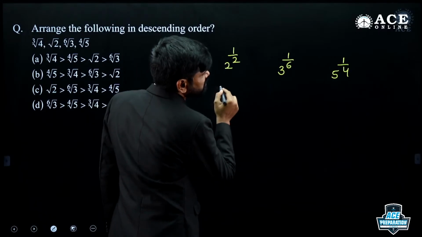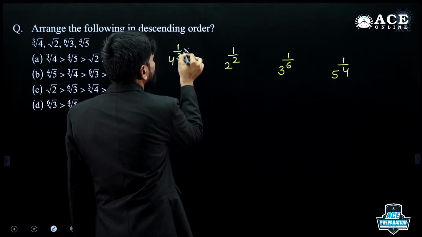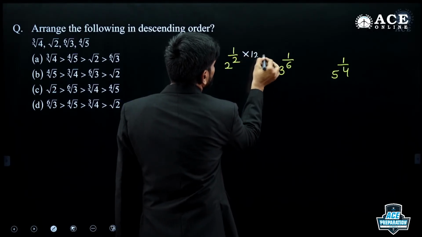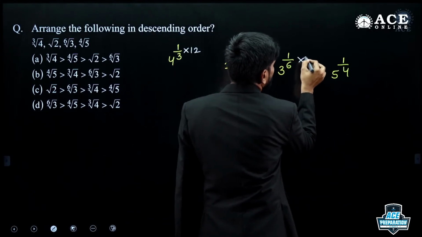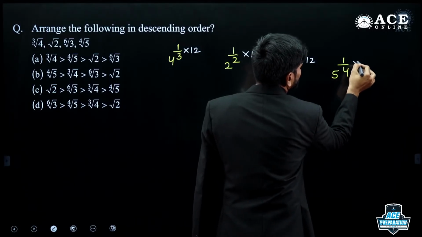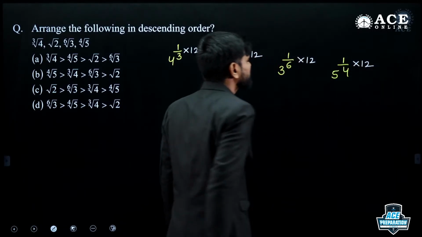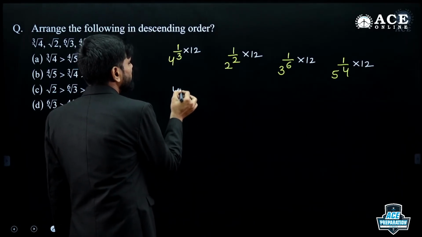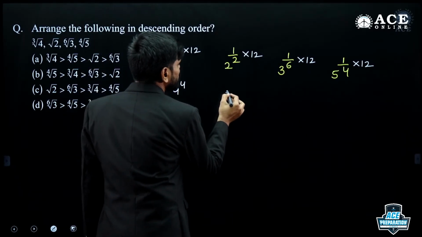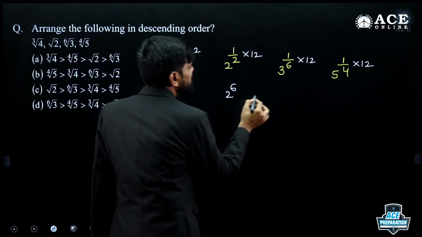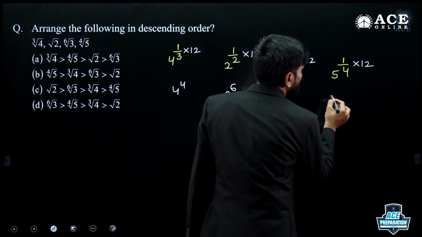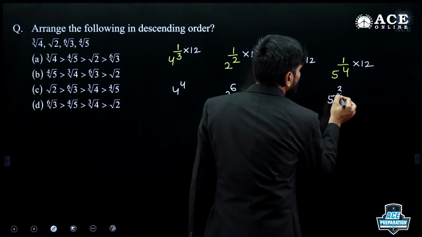So 3, 2, 6, 4, LCM is what? 12. So LCM is 12. I'll simply multiply each power with 12. If you are multiplying each one with 12, that gives you how much? Check it out. This will give you 4 to the power of 4. This is 2 to the power of 6. This is 3 square. This is 5 cube.